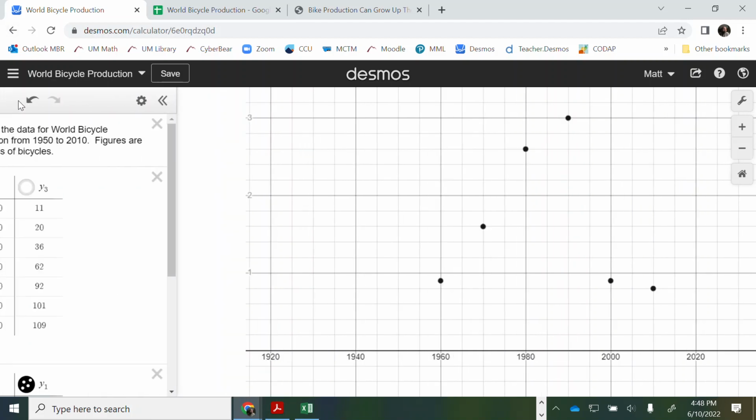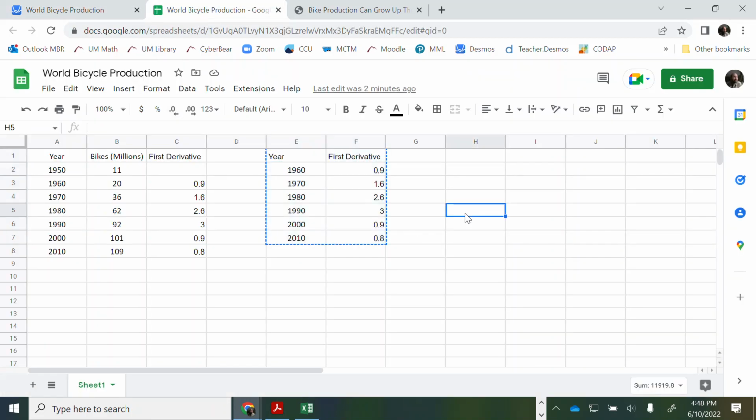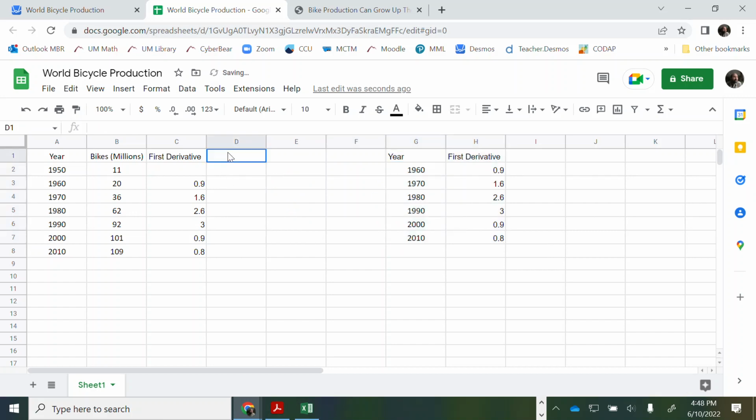Hope that makes sense for the first derivative. And of course, for the second derivative, we just do the same thing, right? Except for on the first derivative's data. So I'm going to move this over. There it is. And I'm going to put the second derivative here.